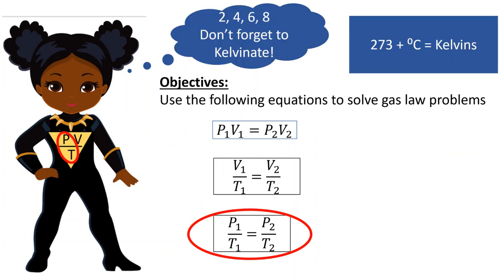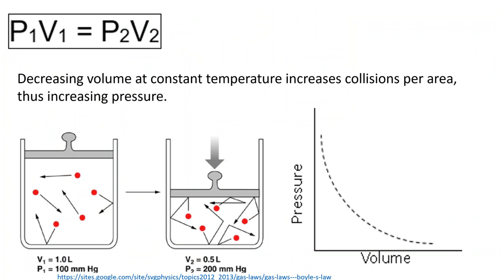And we have a new cheer today. 2, 4, 6, 8. Don't forget to kelvinate. And remember, we do that by adding 273 to degrees Celsius. And then we're going to take these 3 gas laws and combine them into the combined gas law. So we're going to do one gas law at a time. We're going to start with P1 V1 equals P2 V2.